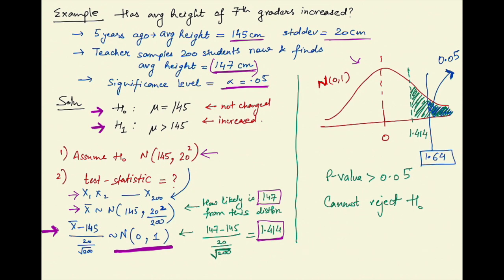And since our value 1.414 is less than 1.64, the area in the green is greater than the threshold. The area in the green is basically our p-value, which is greater than the threshold, and since it is greater than the threshold, we cannot reject the null hypothesis. So our null hypothesis says that the height is still 145 and it has not changed, and we do not have sufficient evidence to reject that claim.